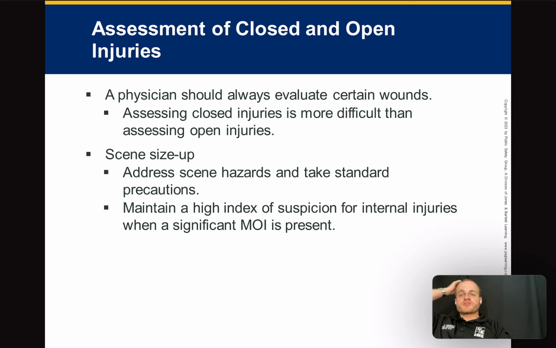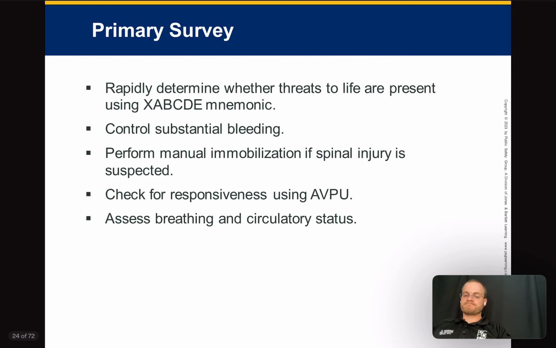So scene size up, address some scene hazards, and take standard precautions. Maintain a high index of suspicion for internal injuries when a significant mechanism of injury is present. And this is why we use our index of suspicion, where we're like, oh wow, they were hit in the abdomen with a baseball bat. That is a high index of suspicion that they're going to have internal injury. And so you have to worry about those things.